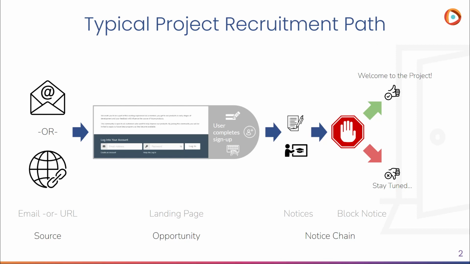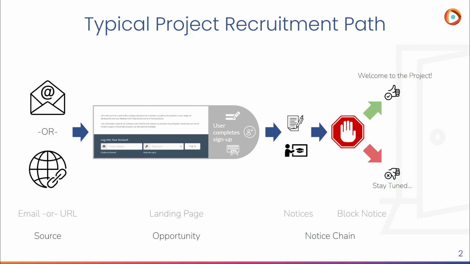From there, they're going to complete the notice chain. So this includes things like surveys, other pieces of content that we may want them to complete, etc. And once they've completed all of the applicant notices, they're going to be hit with a block notice. That's going to prevent them from moving any further in the project, so they can't actually log into the project space and start testing. First, we need to actually verify and qualify our testers.